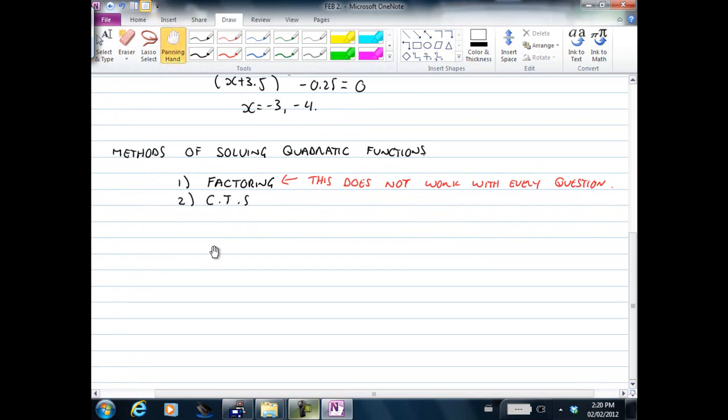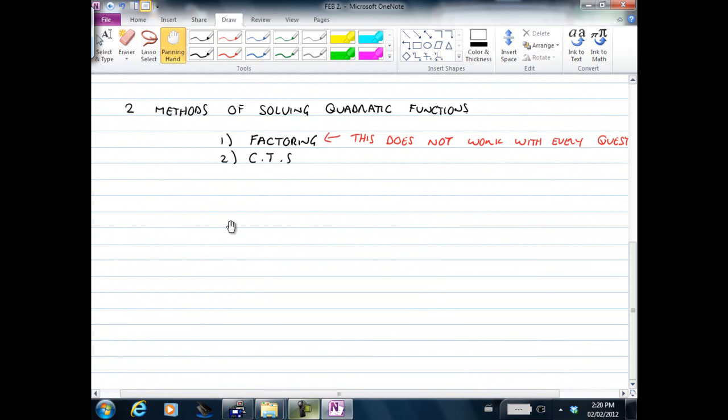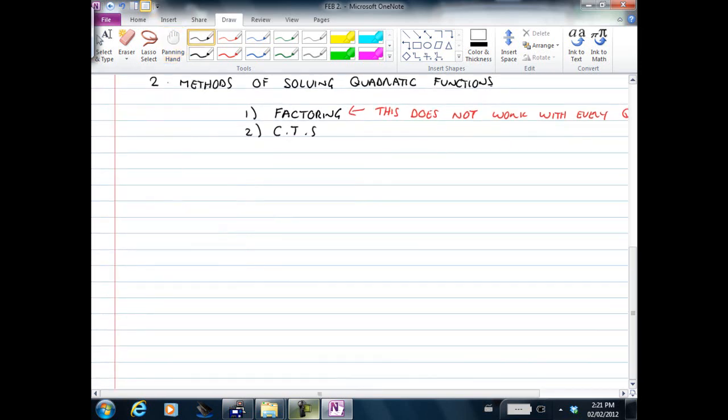I'm going to give you a question. You're going to choose a method of your choice. If factoring works, use factoring. If it doesn't work, complete the square. You choose what method you want to do. Your question is going to be this.